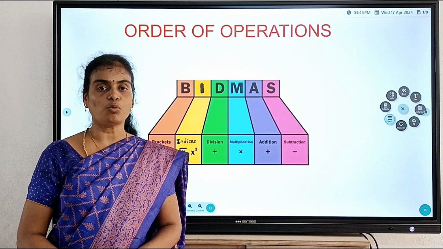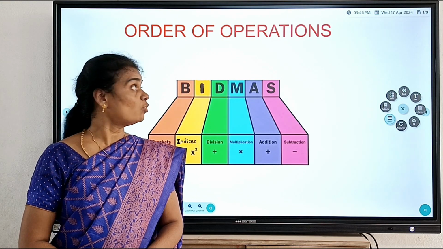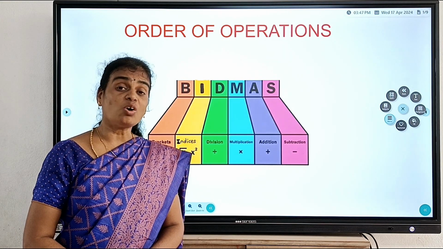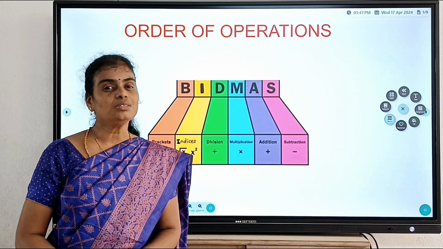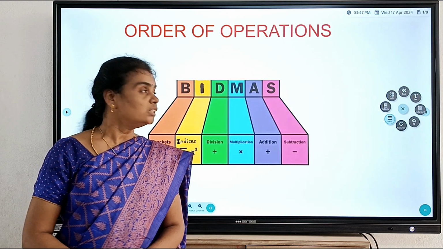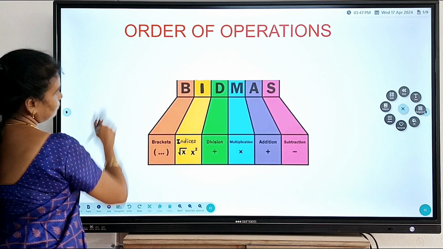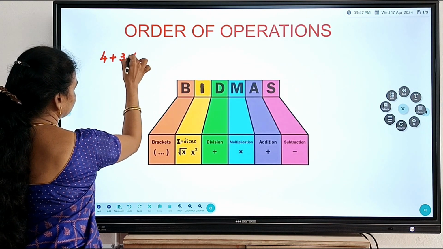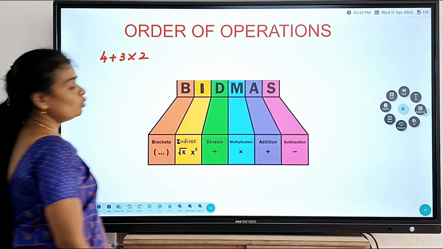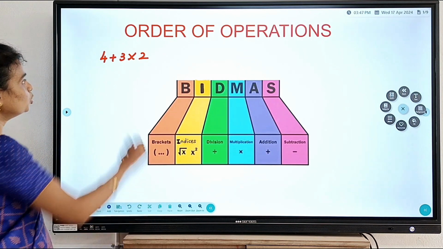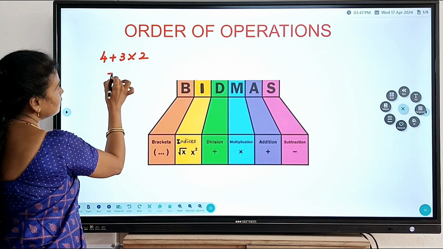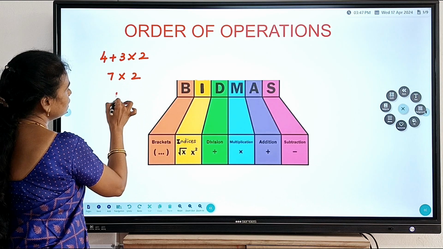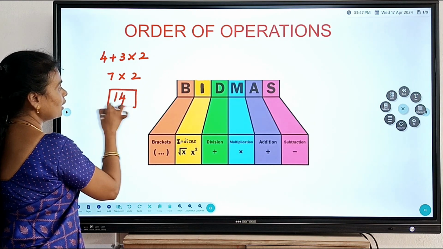Let's solve exercise 1.3. What we are going to see first is order of operations. What is this order of operations? Suppose we have 4 plus 3 into 2. So 4 plus 3 is 7, 7 into 2 is 14. So we have got one answer.